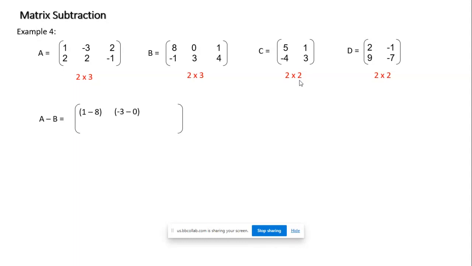1 minus 8, minus 3 minus 0, 2 minus 1, 2 minus a negative 1, 2 minus 3, negative 1 minus 4. Let's go ahead and simplify our answer. So 1 minus 8 is a negative 7. Negative 3 minus 0 is a negative 3. 2 minus 1 is 1. 2 minus a negative 1 is 3. 2 minus 3 is a negative 1. A negative 1 minus 4 is a negative 5.